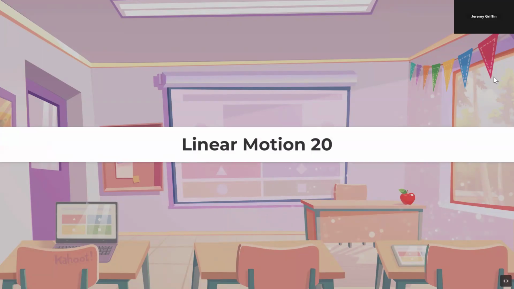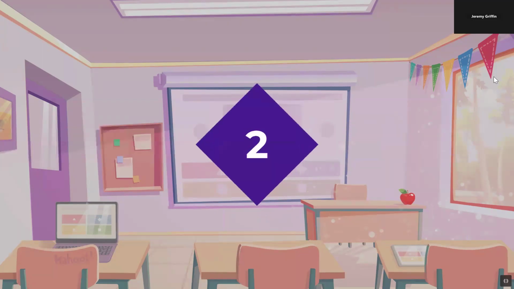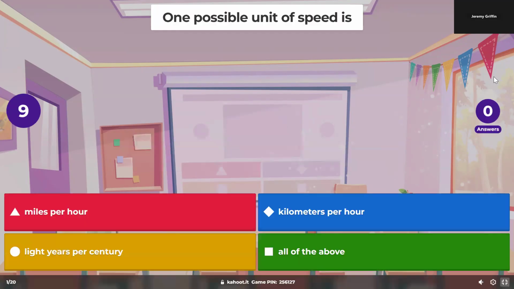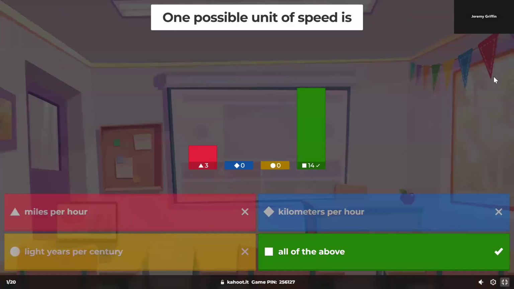Linear motion. One possible unit of speed. Yeah, this could all work. Okay, so miles per hour, here's our American unit. That works. Kilometers per hour, maybe cross over to Canada. In this class, we tend to use meters per second. Okay, light years per century.